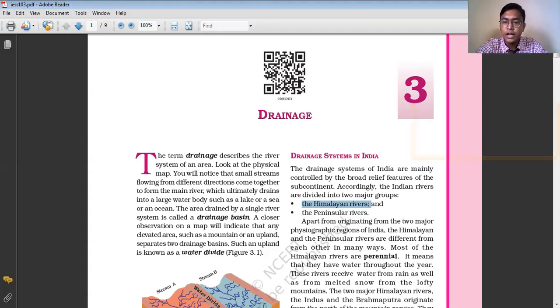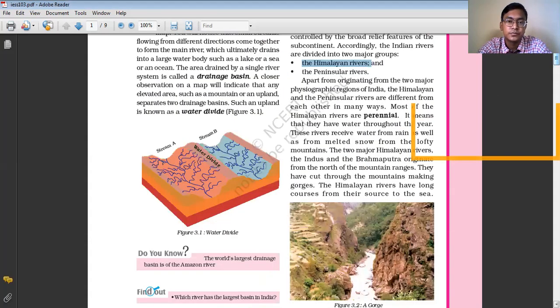Now we are going to discuss the characteristics of these Himalayan rivers and the peninsular rivers, or the basic differences between them. On the basis of variations in the relief features, two types of drainage systems have been formed in our country: the Himalayan river system and the peninsular river system.